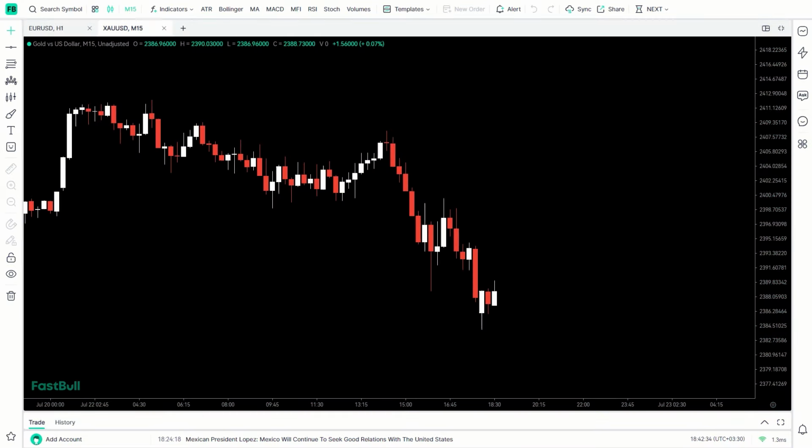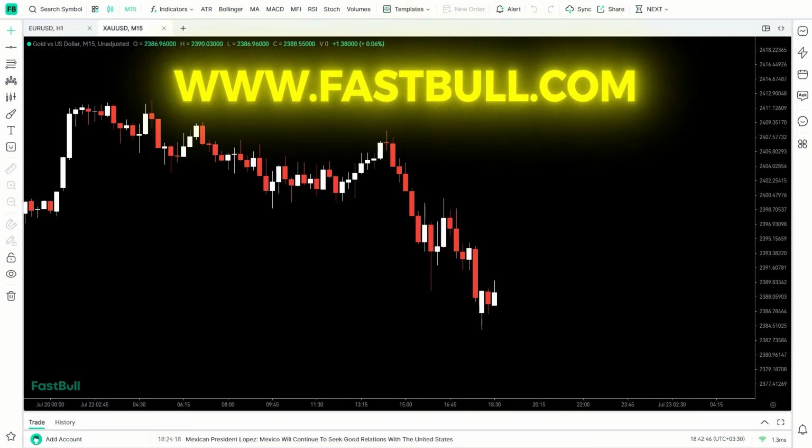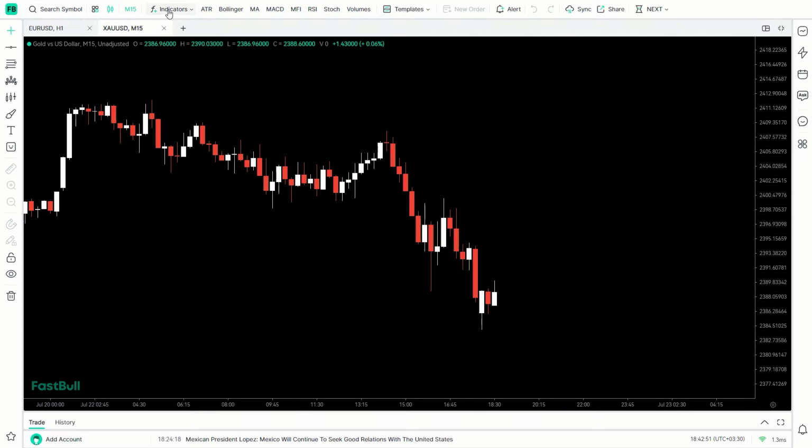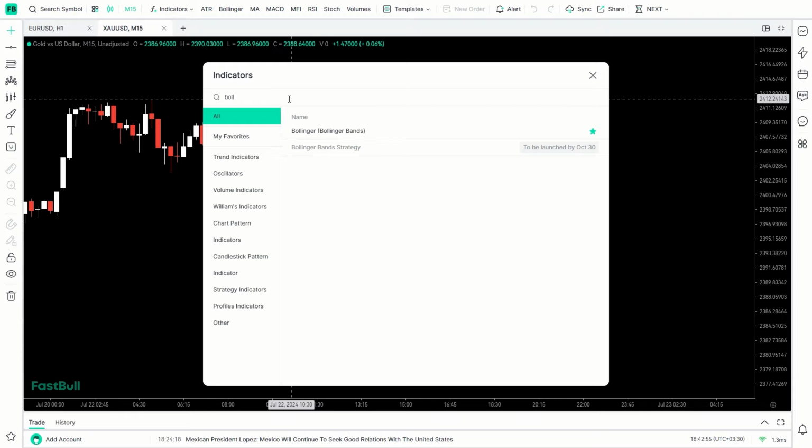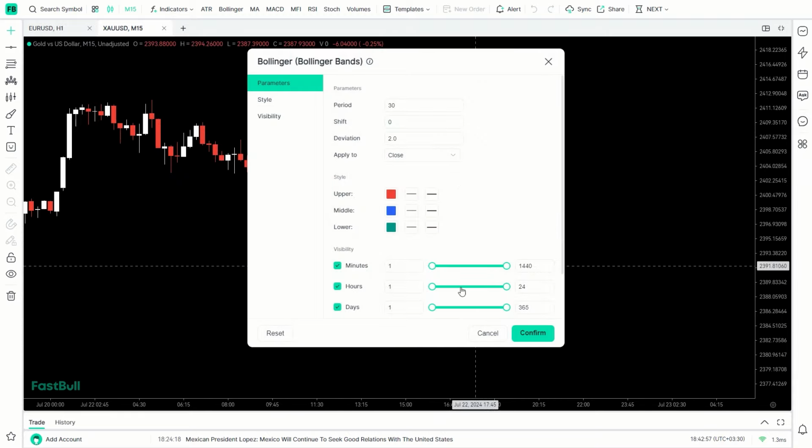The first step for this strategy is to set up the Bollinger Bands. If you've never used Bollinger Bands before, you're in luck because this indicator is fantastic for identifying support and resistance levels. First, open your trading chart platform such as Fastbull or any other you prefer and go to the Indicators tab. Type in Bollinger Bands and add it to your chart. While the default settings provided by TradingView are good, we need to adjust them for our specific strategy. Change the period to 30 and ensure the standard deviation is set to 2. You can also customize the colors to your liking.